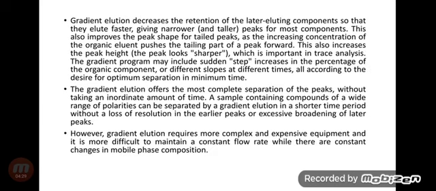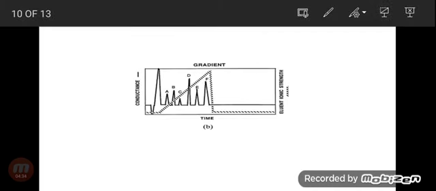Gradient elution decreases the retention of later eluting components. As you can see in this graph, gradient elution decreases retention of later eluting components so that they elute faster, giving narrower peaks, or we can say taller peaks for the most component.